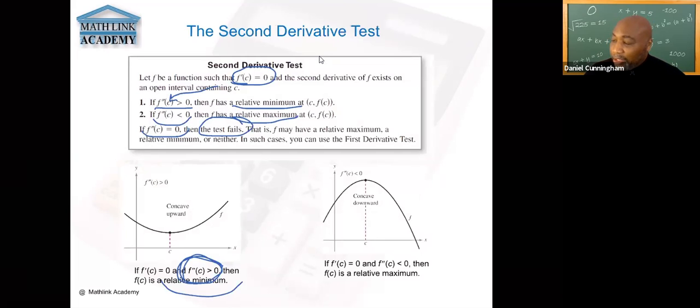I'll give you that work in a second. If it's less than 0, then it's a relative max. So make sure, a max looks like this, and a min looks like this. We'll look at the example I'm about to show you.